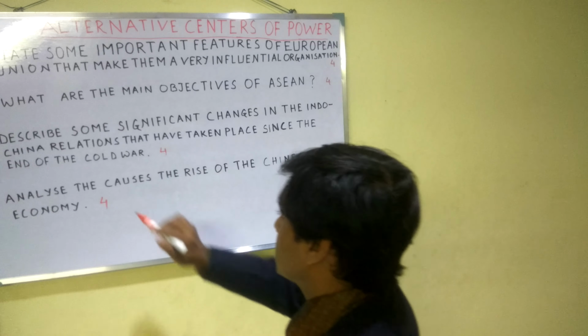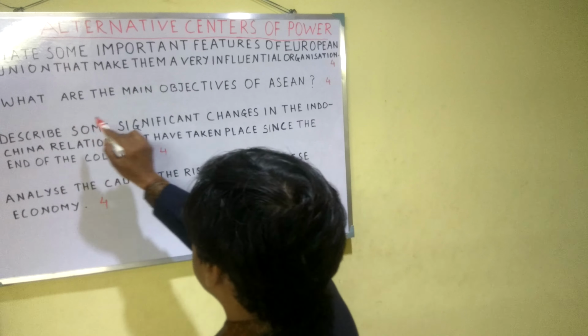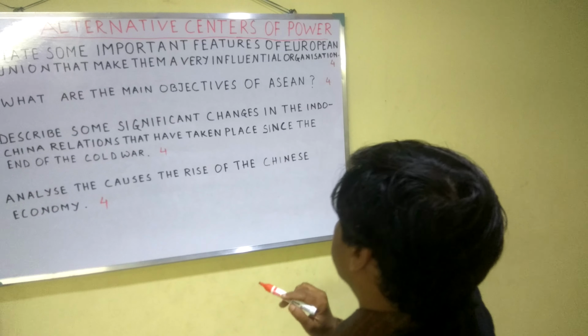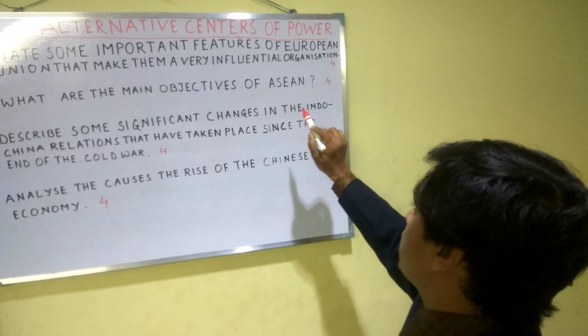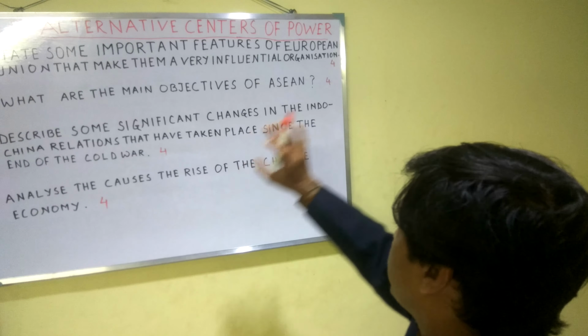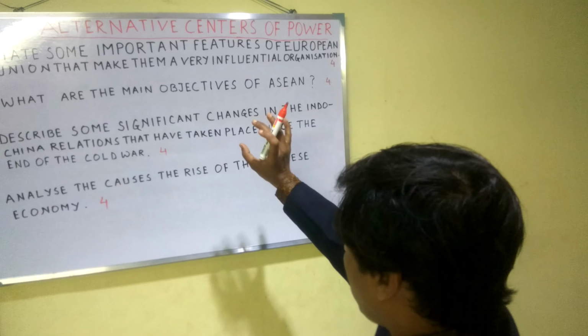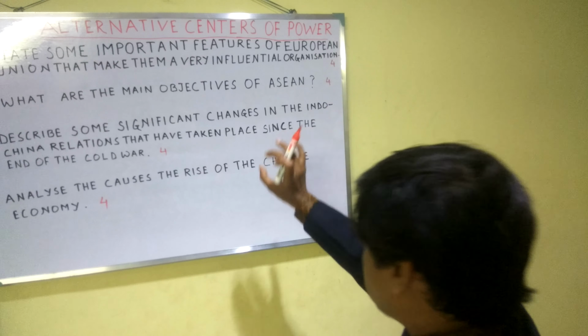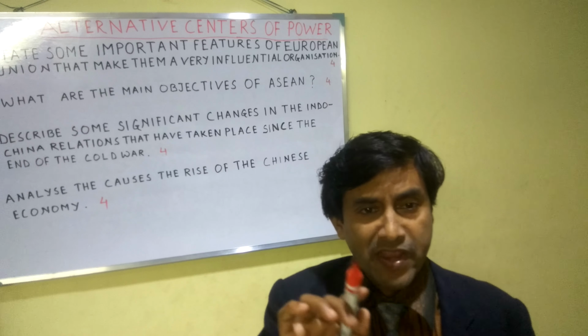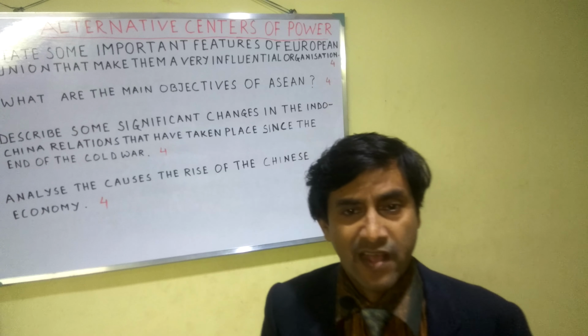Now let us see question number 2. What are the main objectives of ASEAN? ASEAN means Association of Southeast Asian Nations. 4 marks. How to write down the answer? 4 unique points, and within the specification of the words, that is 100 words. Let's see how to write. The main objectives of ASEAN are as follows.